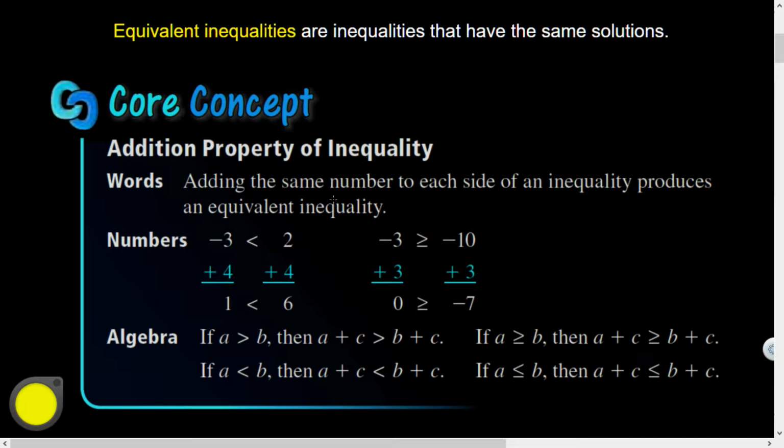I've invited you to the table in the discussion of solving inequalities with addition or subtraction. Here we go, section 2.2. Here's a little fact for you, friends. Equivalent inequalities are inequalities that have the same solutions.